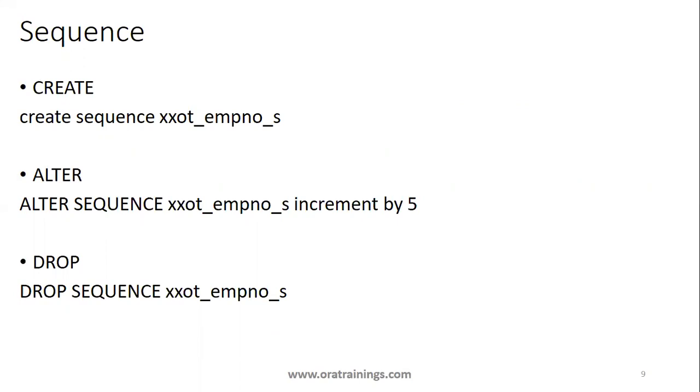A sequence, we generally use for the purpose of auto generating a number, sometimes for an employee number, or maybe for a unique row ID. It can serve a number of purposes. By default it increments by one, but you can also change it to a different increment if you have a different requirement.